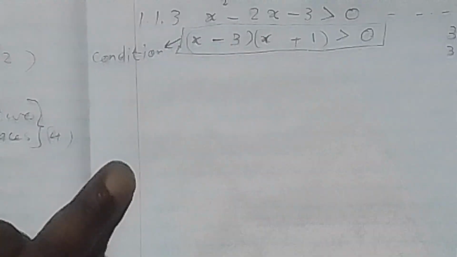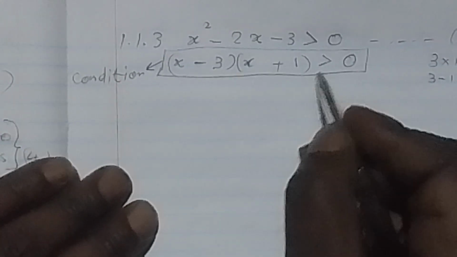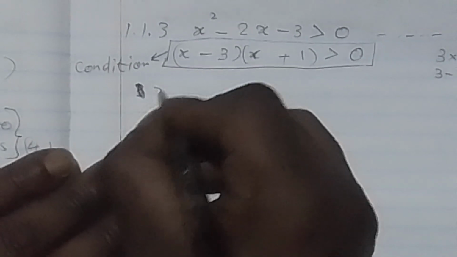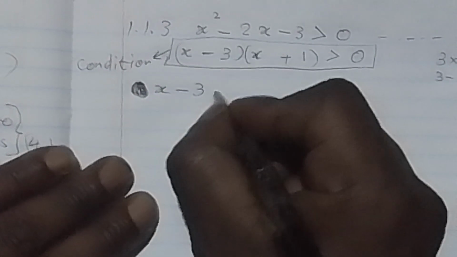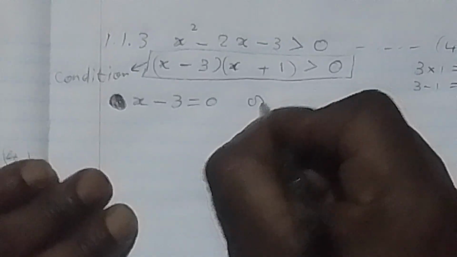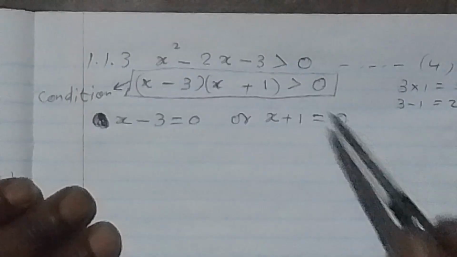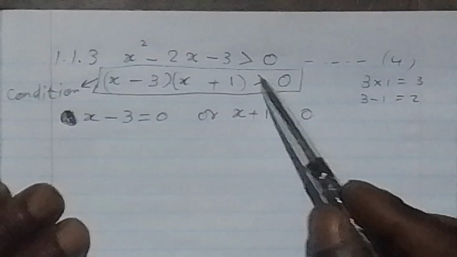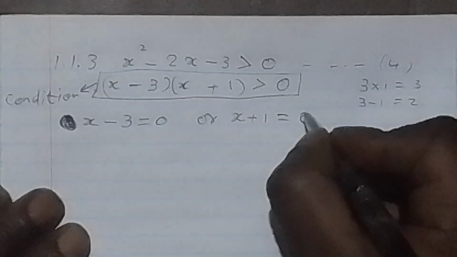This is a condition. You'll understand that as we go along. You introduce now the equal sign. It's x minus 3 is equal to 0, or x plus 1 is equal to 0. You have replaced the greater sign, which is an inequality, with the equality sign.